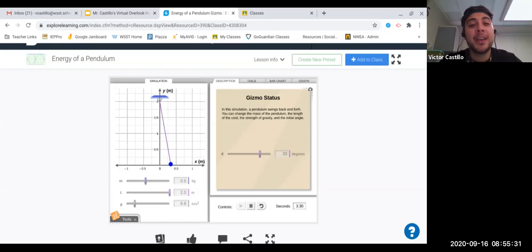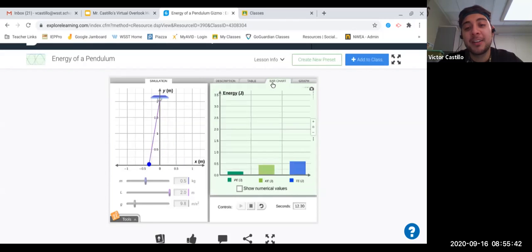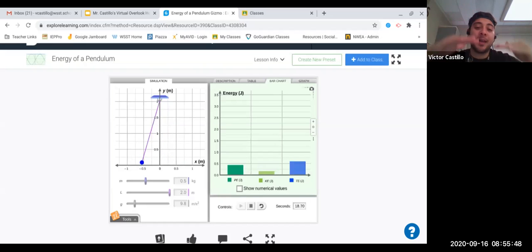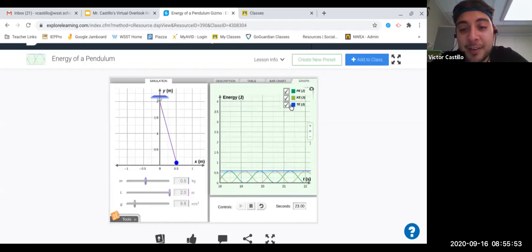Now it's swinging back and forth. Let's check our table. Kinetic energy and potential energy are being transferred, so that's good. Let's click on the bar chart. Look at that. Potential energy and kinetic energy are being transferred back and forth, right? Look at that, back and forth. If we check the graph, kinetic energy and potential energy are also being transferred back and forth. Look at that. You see that?